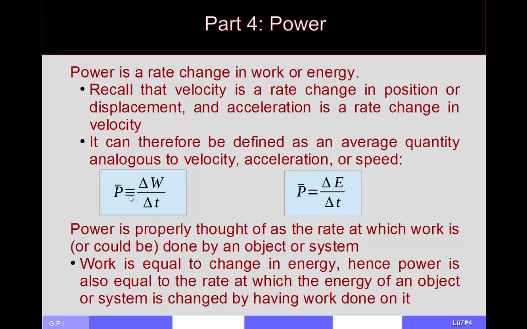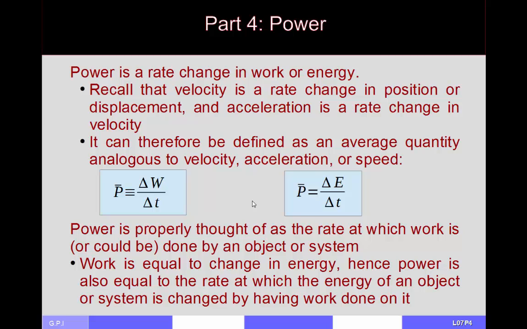So the average power is defined as the rate at which work is done. So amount of work per unit time. And that is also going to be equal, therefore, to the change in energy of a system per unit time. This, of course, is the average power.